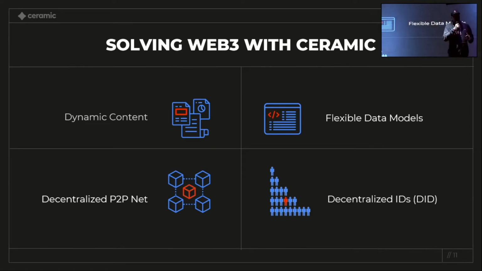By using Ceramic, you're going to get dynamic content that is built based off of flexible data models that your developers decide. All that data is controlled by a decentralized identifier. That's who owns the data. That's the controller of the data. And all of that data lives on a decentralized peer-to-peer network.